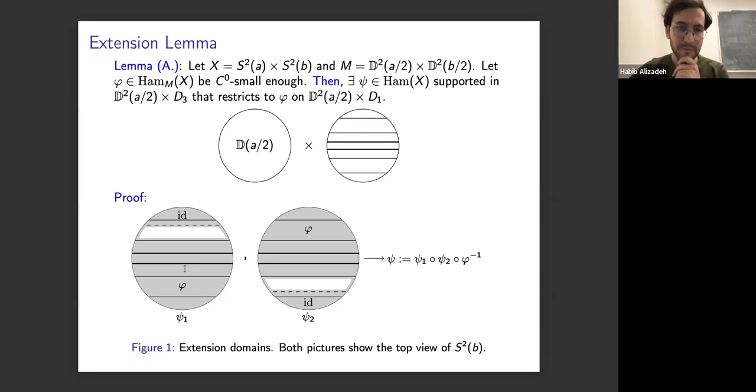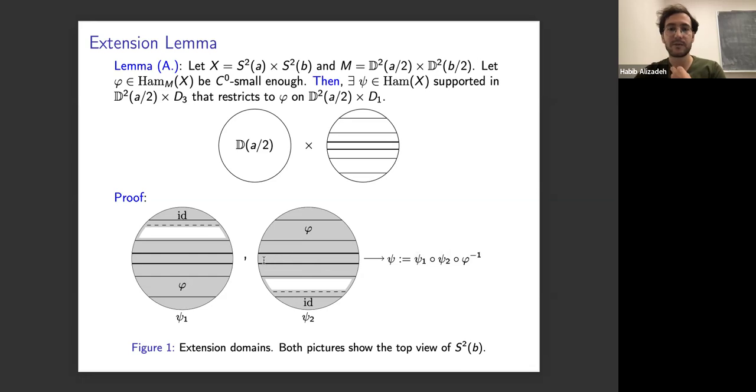So you get some psi 1, and then you do the same in the other direction, you get some psi 2, and then the psi that we were looking for, which is supposed to extend the phi on the smallest strip and be supported in the bigger strip, is just the composition of psi 1, psi 2, and phi inverse. It's easy to check that this has the property.